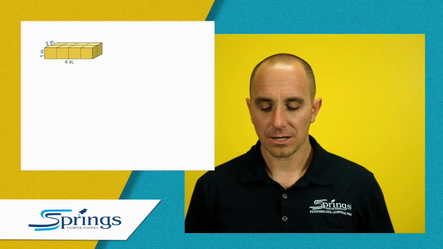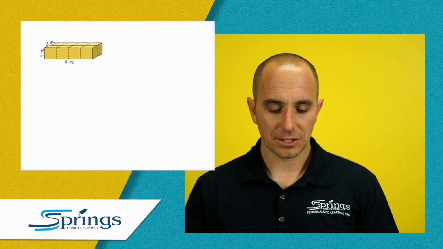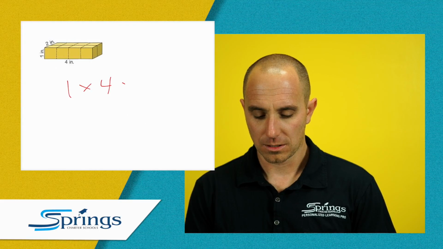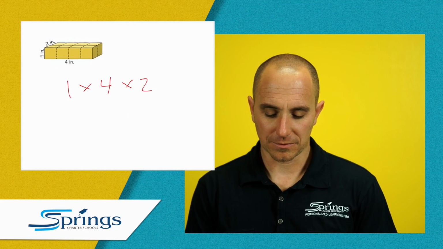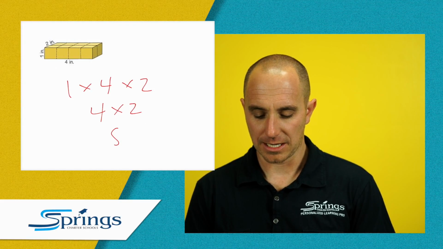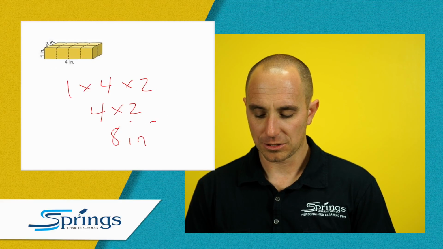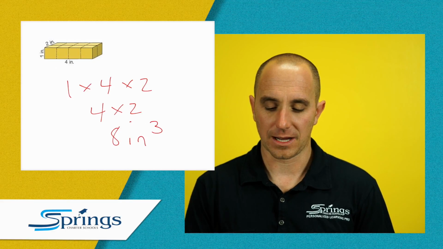Now this one we have 1, 2, and 4. So again, just set it up. 1 times 4 times 2. 1 times 4 is 4, times 2 is 8. So in this instance, it's 8 inches cubed because inches is my measurement.